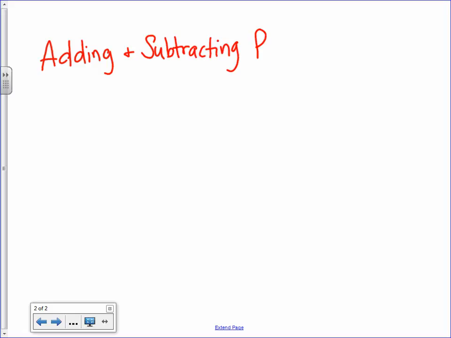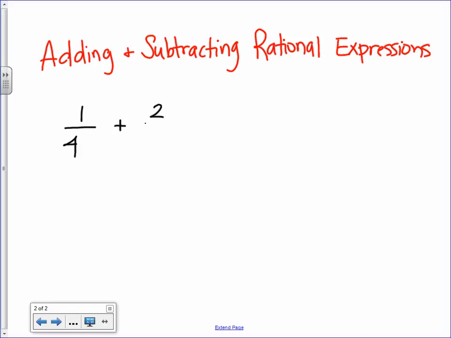Subtracting rational expressions. It's very much like adding and subtracting rational numbers. Okay? You're adding and subtracting rational numbers without a calculator.